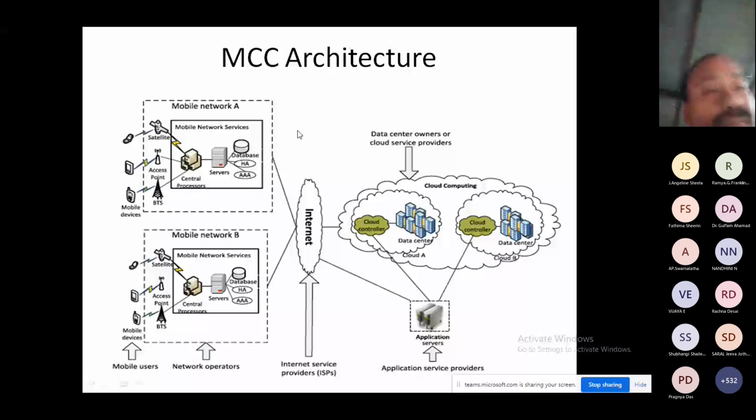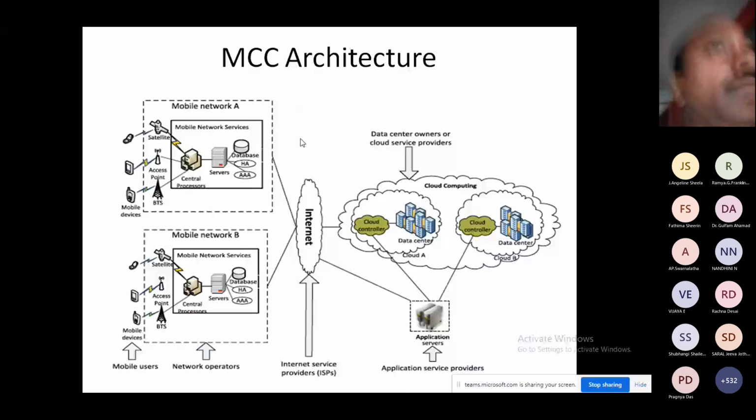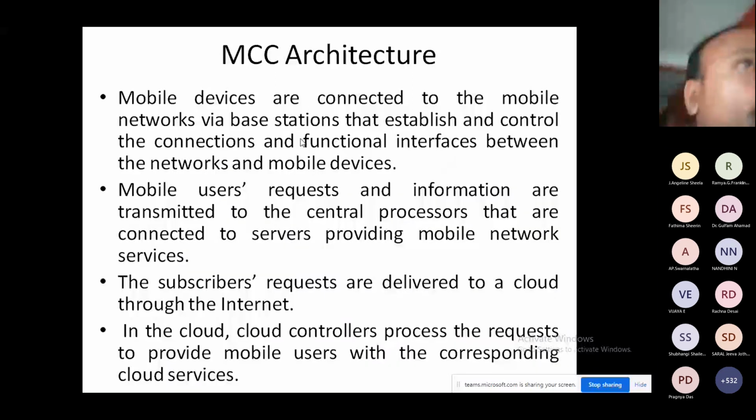You can see the mobile devices are connected to the mobile networks via base stations that establish and control the connection and functional interfaces between the networks and mobile devices. You can see in this figure. Then the mobile users' requests and information are transmitted to the central processors that are connected to servers providing mobile network services. The subscriber requests are delivered to a cloud through the internet, and in the cloud, controllers process the requests to provide mobile users with the corresponding cloud services.